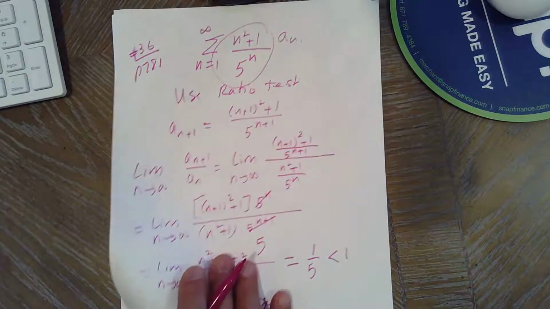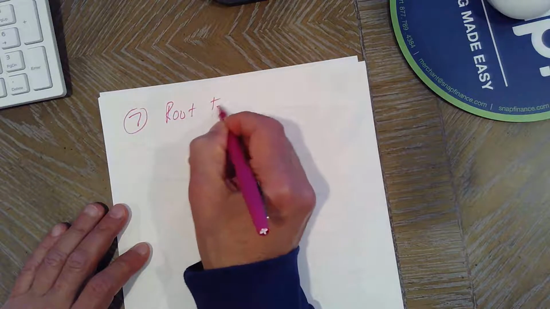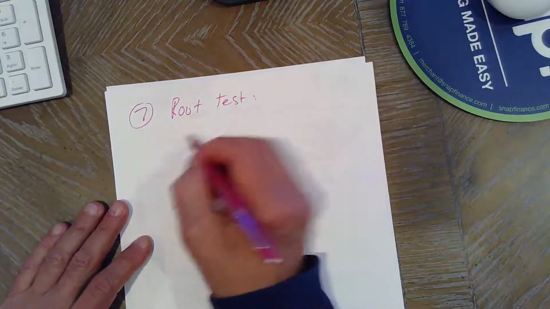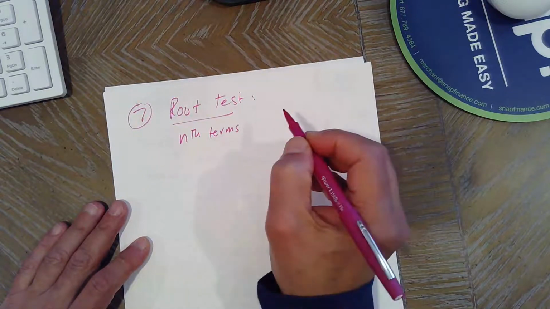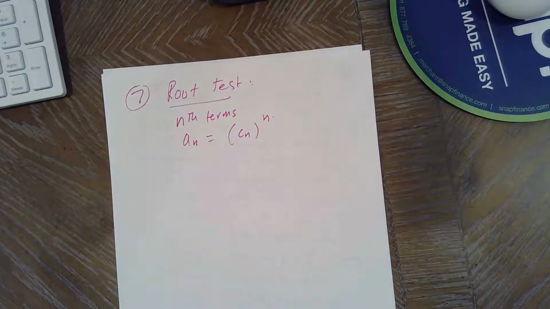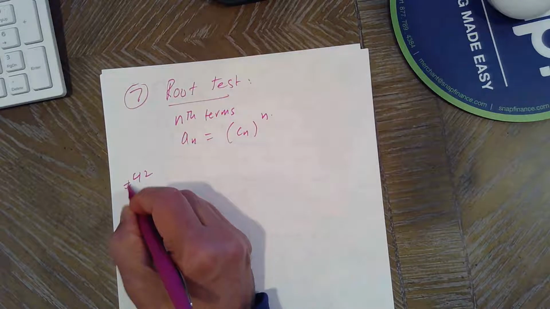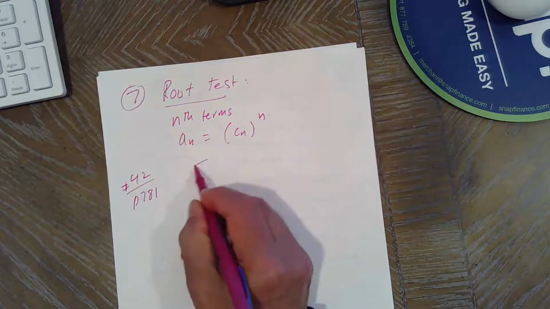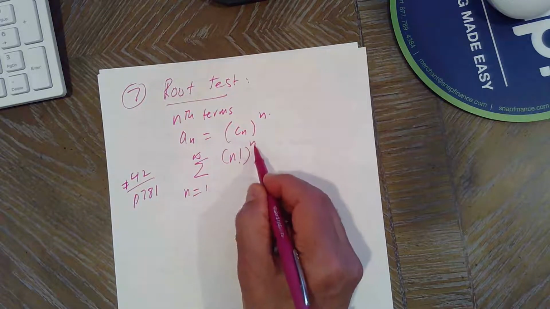Next, the root test. Again, we just did that. So this is used for nth terms. If the nth term is a power, okay, it's a power. If the nth term is a power, a_n equals 0. Powers are a function of n. Number 42, page 781: sum from 1 to infinity of n factorial to the n.